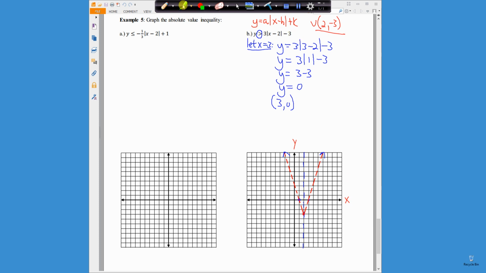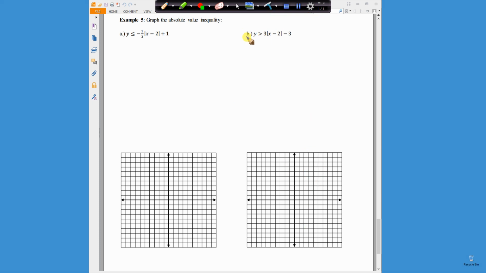And now we can shade without doing a test point. If you want to test a point, fine, you can pick a point here, substitute it and see if it's a solution. If it's a solution, you know you're in the right region. But I understand that y is greater than means shade above the absolute value function. So above the absolute value function in this case is here. So this region would be all the points that are solutions to this inequality.